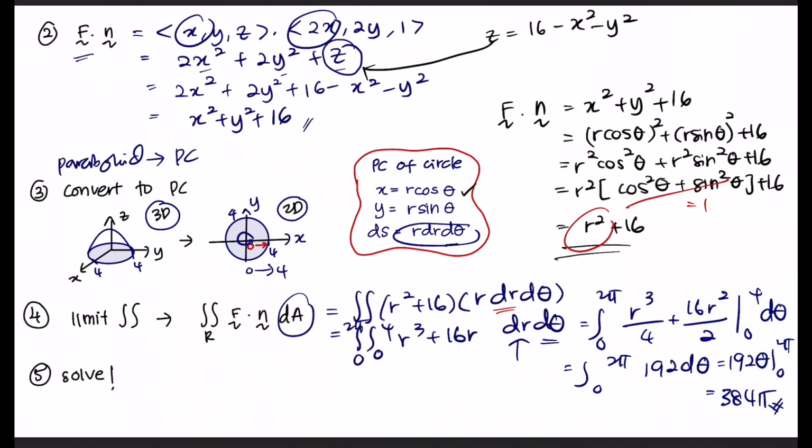Remember, for a non-parametric surface, at this step, when you do the dot product of F with n, make sure that you have at most 2 variables only. If you have an extra z here, then substitute it with the surface formula.